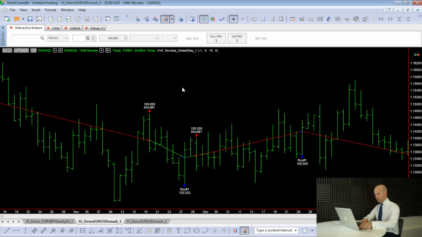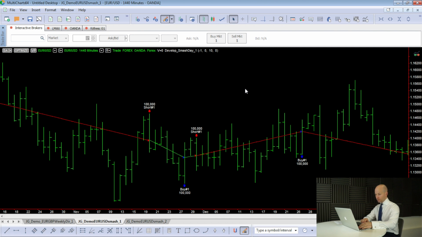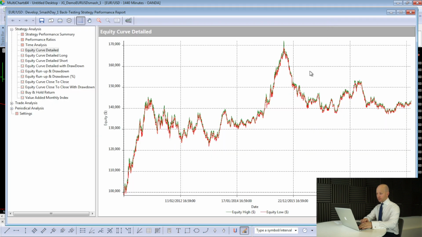So we're just about to look at the performance report, and this is using data from January 1st, 2010 to the 1st of January 2020. With no filter or no stop loss, we're just a stop and reverse. You can see we're always in a trade. We get out of a long trade into a short trade, out of a short trade into a long trade. And that's what the equity curve looks like.